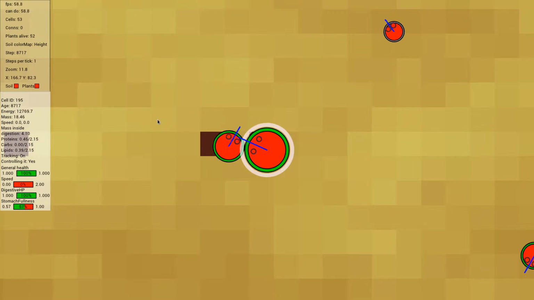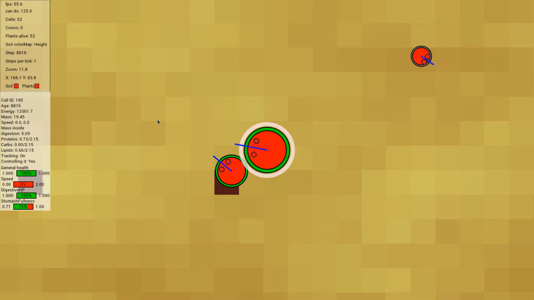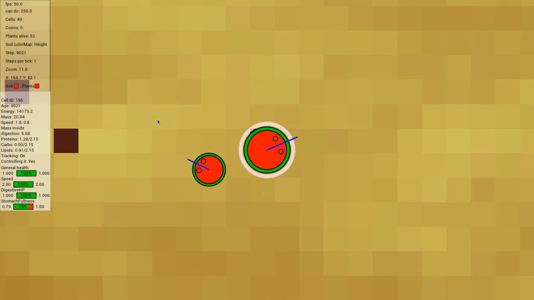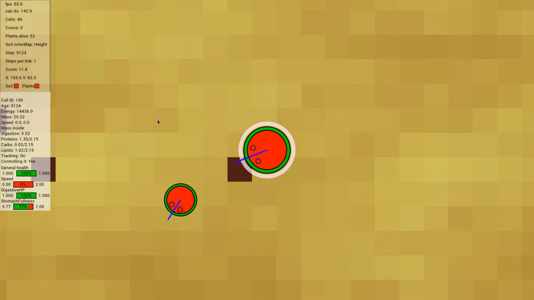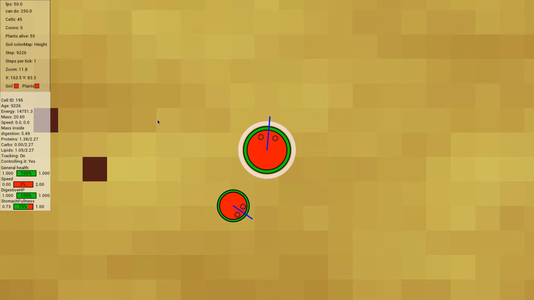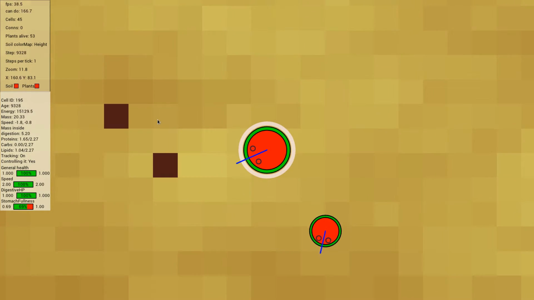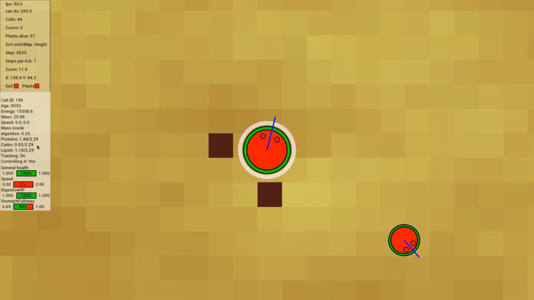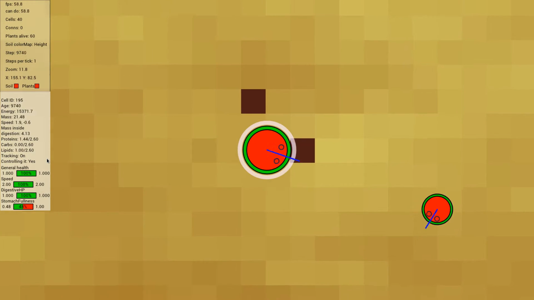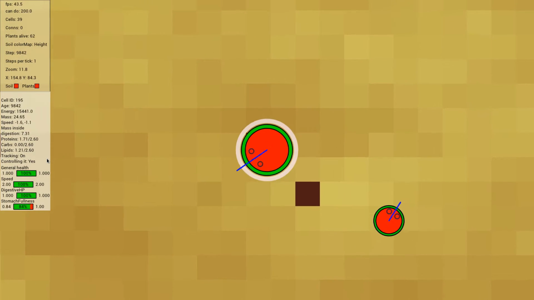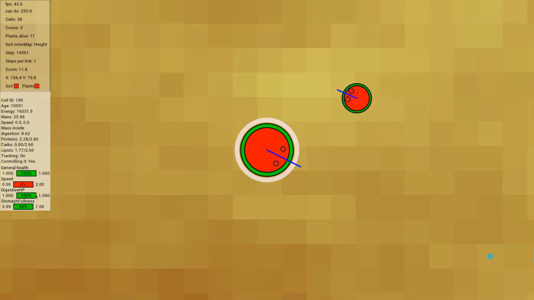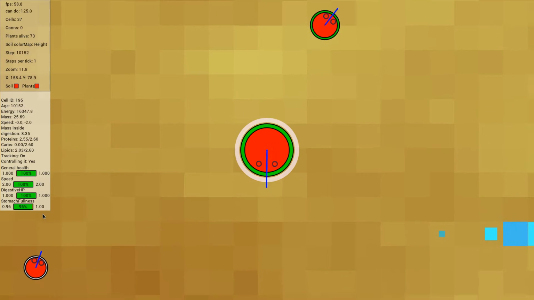Right now, all other cells are controlled by random movements. So, as you can see, it's not that difficult to stay alive in this simulation, because almost 40 cells are still alive at 10,000 ticks.